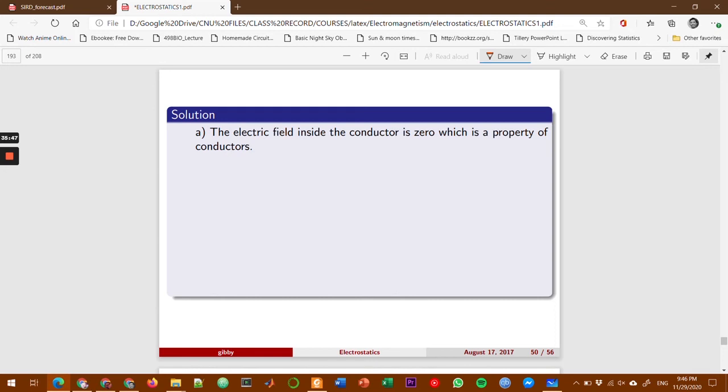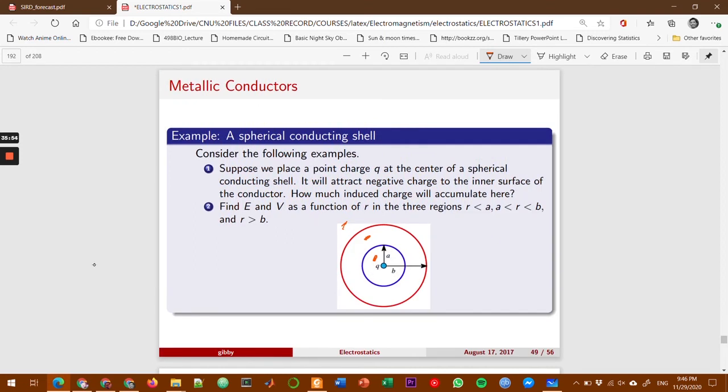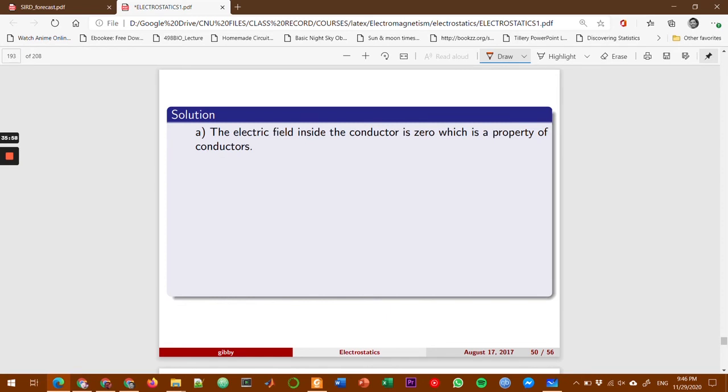Okay. First, for question A, how much induced charge will accumulate here? The electric field inside the conductor is zero. That is a property of a conductor. So the electric field inside any conductor is zero. So we know that.